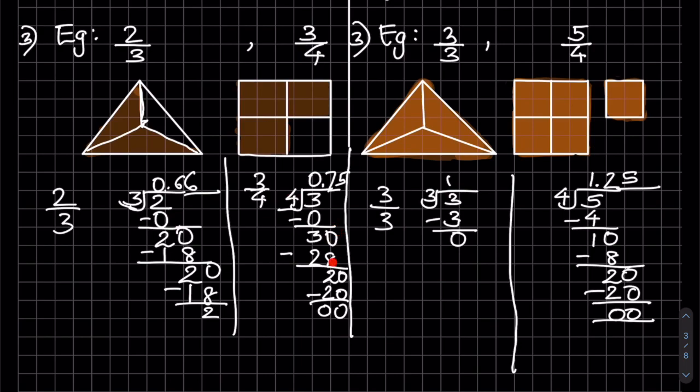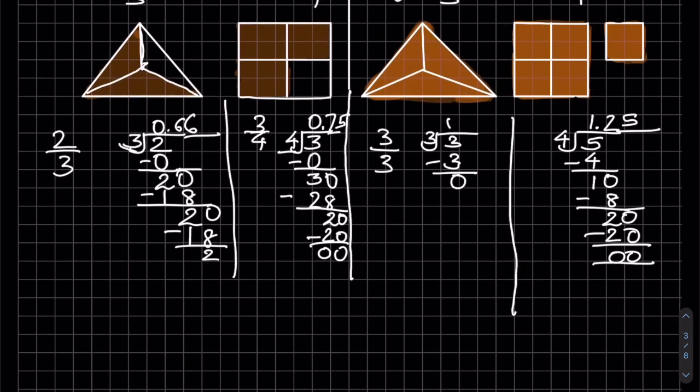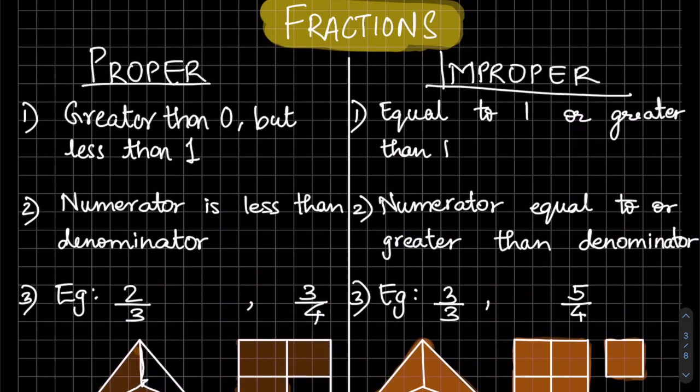4 sevens are 28. 30 minus 28 gives 2, and again a 0 after the decimal point. So 4 fives are 20. 20 minus 20 gives 0. So 3 divided by 4 gives 0.75, which shows that proper fractions are greater than 0 but less than 1. Now we move on to the next set of fractions, which are called improper fractions.